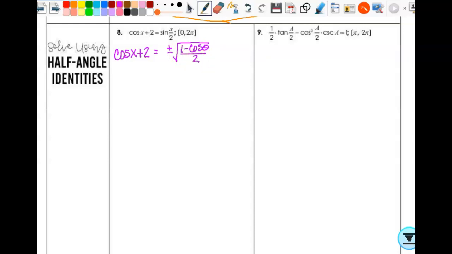So on the front, we had to think outside the box a little bit to know to square both sides. Here, that's really all you can do, right? If I got to get rid of a square root, the only thing I can do to get rid of a square root is to square both sides. So we are going to square both sides.